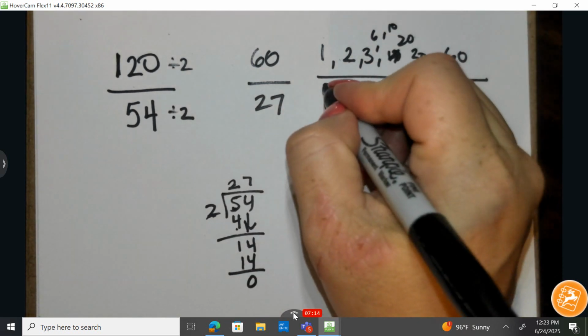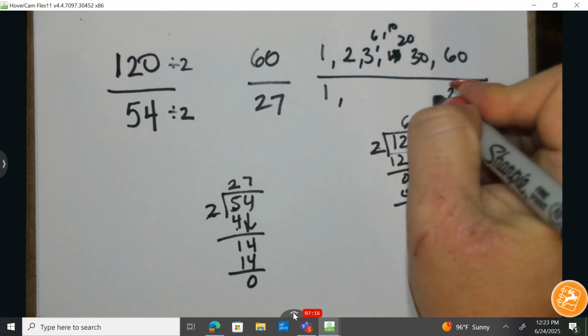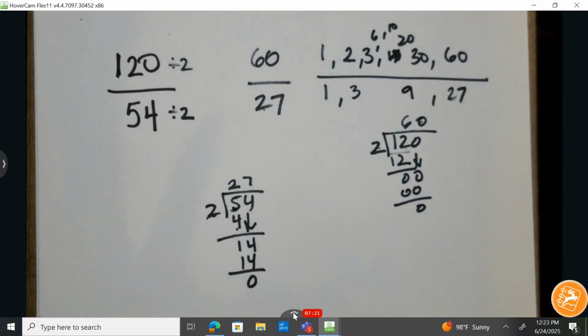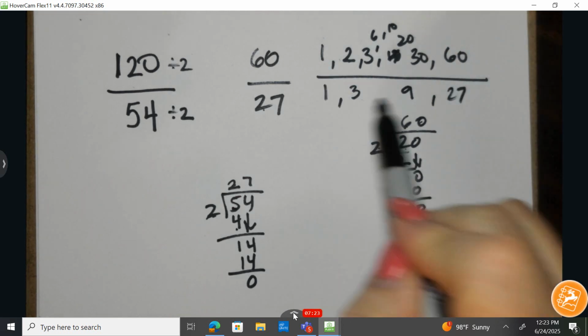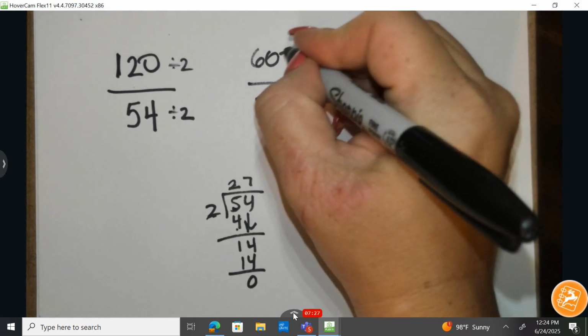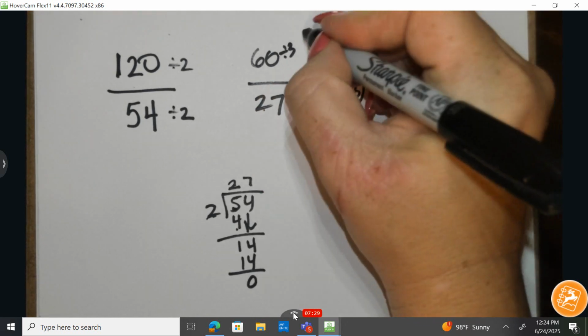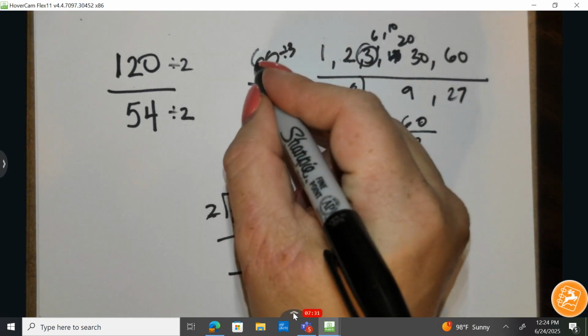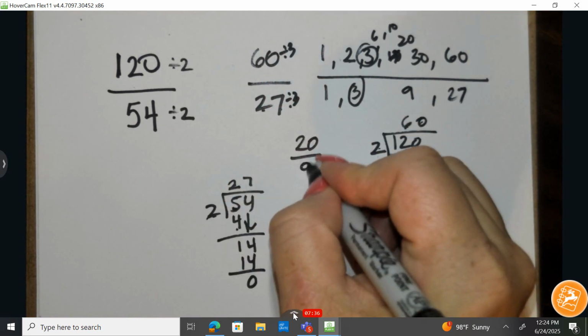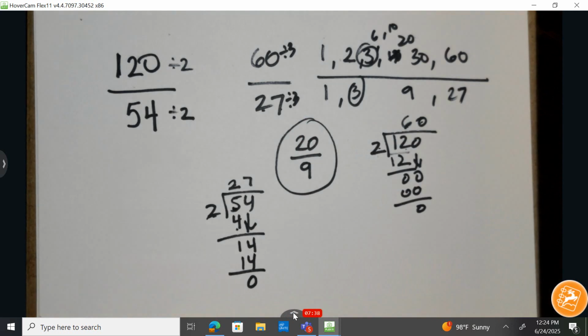Let's do 27 now. 1 times 27. 2 does not divide in evenly. 3 times 9. And so now I'm going to look at the top and the bottom. The largest factor in the numerator and the denominator is 3. Divide by 3, divide by 3. And now this reduced fraction, 60 divided by 3 is 20, and 27 divided by 3 is 9. And this is fully reduced or simplified.